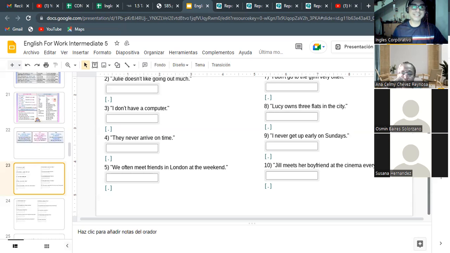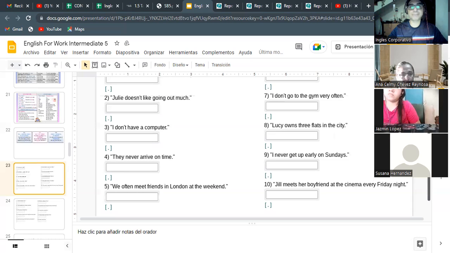Is for thinking these things, right? Okay, often is also an adverb of frequency. So it's something that might be a fact as well. So in this case, he said we often meet, or that we often meet friends in London at the weekend. So it's going to be the same because there's not going to be a change on that one.